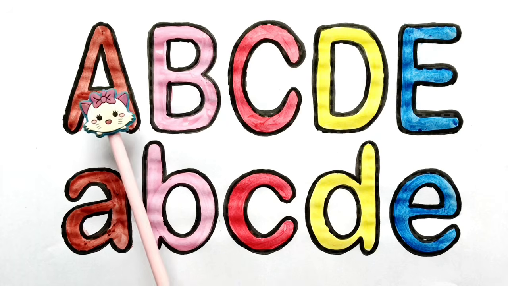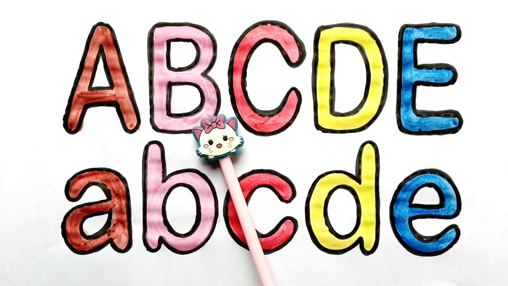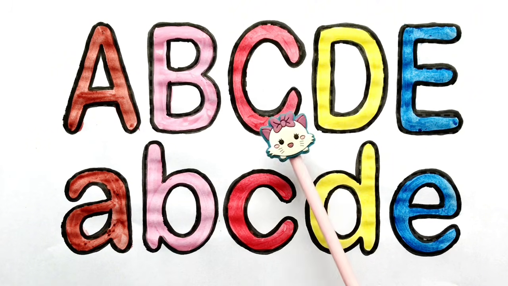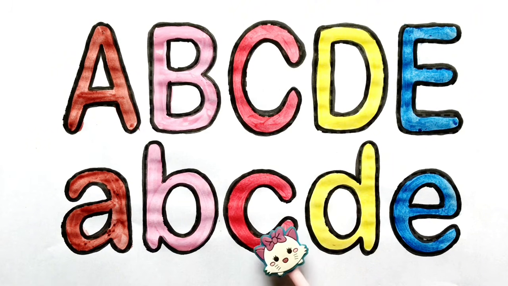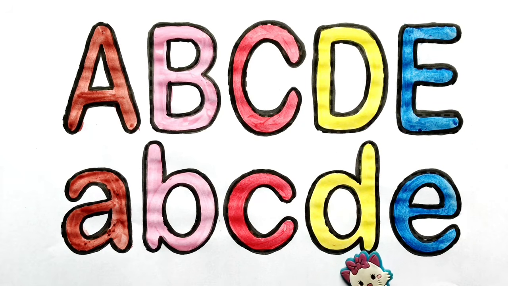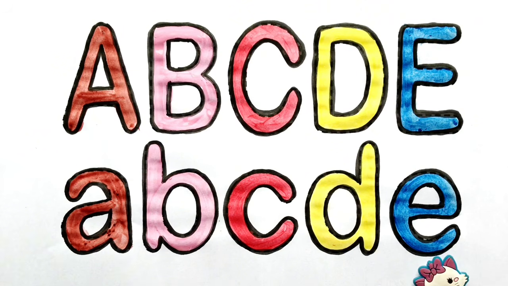Let's repeat, learn. Uppercase letter A, lowercase letter A. Uppercase letter B, lowercase letter B. Uppercase letter C, lowercase letter C. Uppercase letter D, lowercase letter D. Uppercase letter E and lowercase letter E.